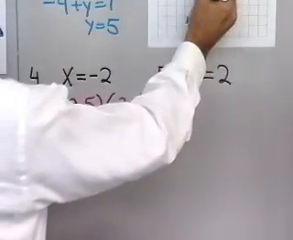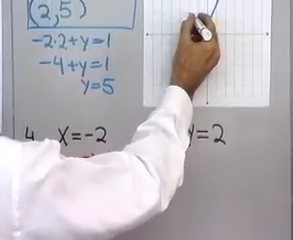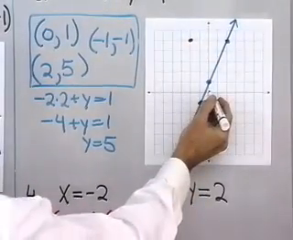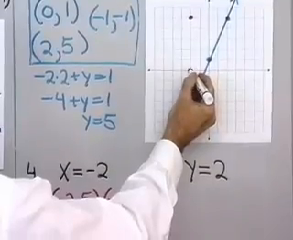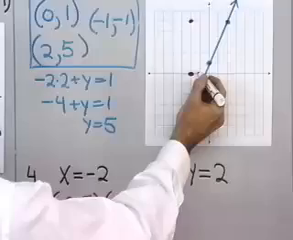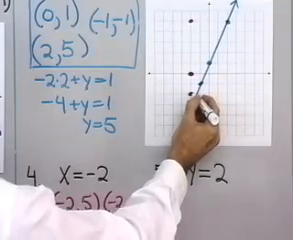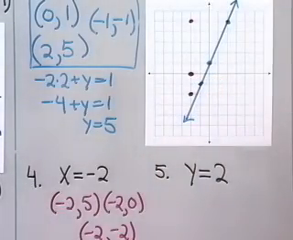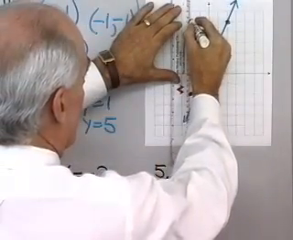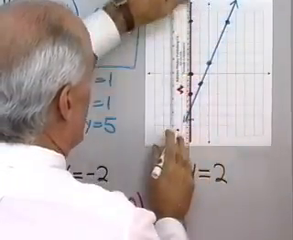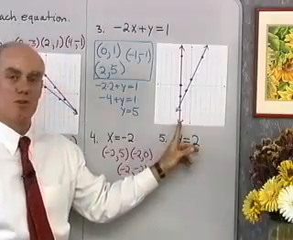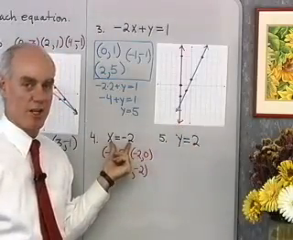So negative 2 for x, y is equal to 5. 1, 2, 3, 4, 5. X is negative 2, y is 0. And x is negative 2, y is negative 2. So there I have those 3 points. You can see they lie in a vertical line. I'll draw a line between them that contains all those points, and that is a picture of all the solutions to the equation x equal negative 2.